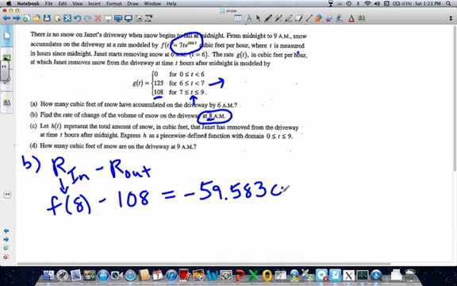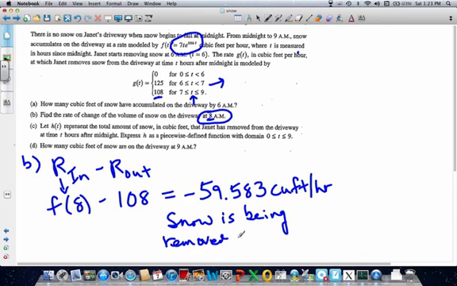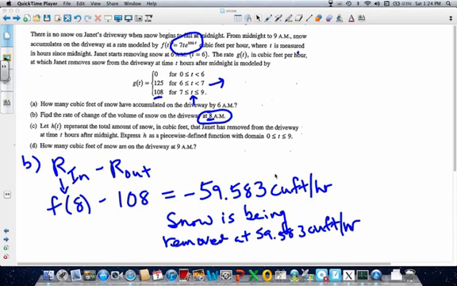This would be in cubic feet per hour, if you're interested in the units. Which makes perfect sense, because that means the snow is being removed overall, which is the goal when you shovel, at a rate of 59.583 cubic feet per hour. So it makes perfect sense.